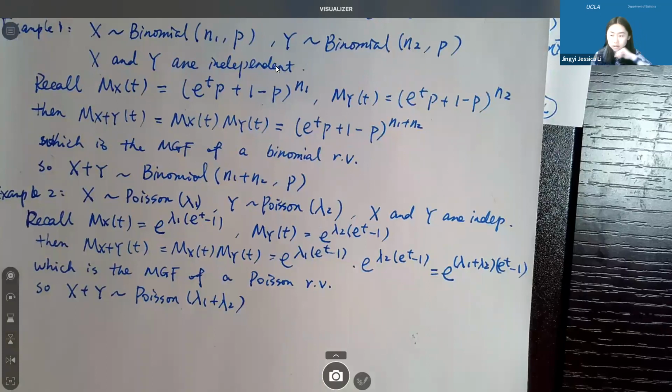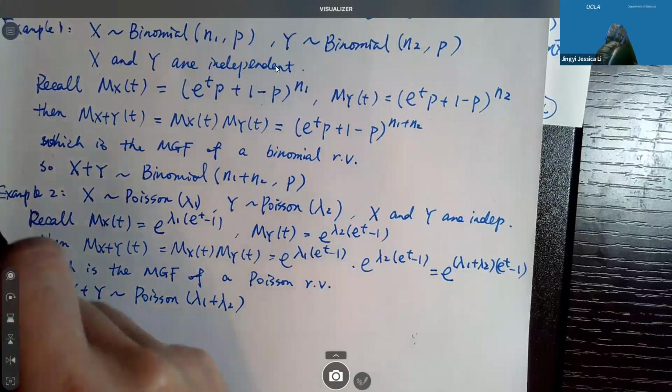Okay, is everyone okay with what we have so far? So we applied the second property to derive the distribution of a sum of independent variables. We have done binomial and Poisson, which are two discrete distributions. Now let's do a continuous one, the normal distribution.